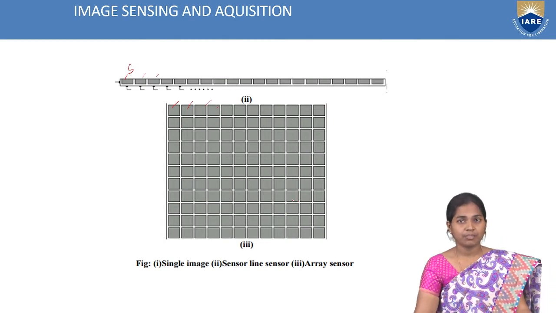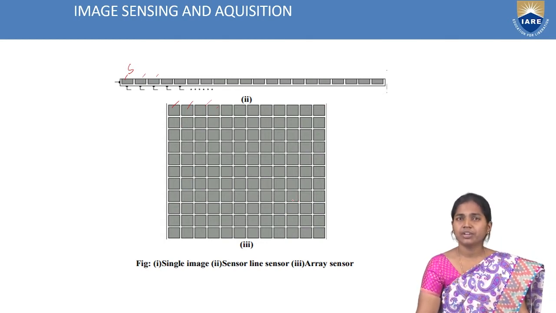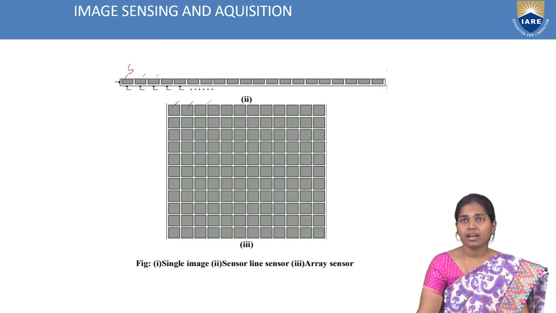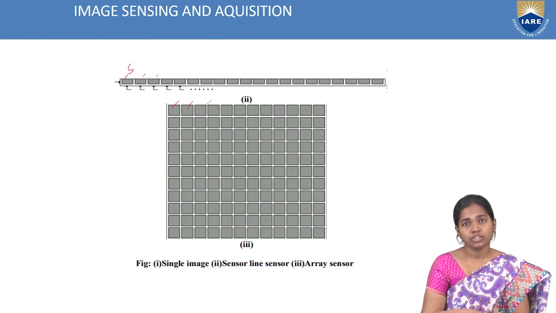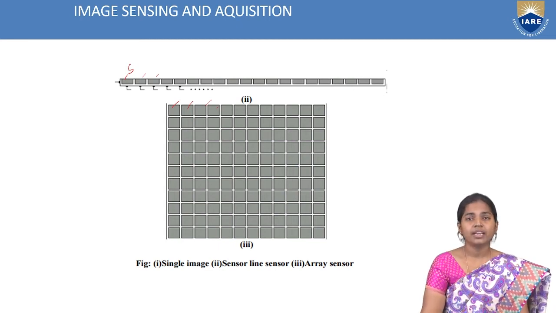Depending on our application, we use a single sensor, a line sensor, or an array of sensors. With an array of sensors, whatever light energy falls on the array, it gives a proportional output voltage. Arrays of sensors are what we basically use in our digital cameras.